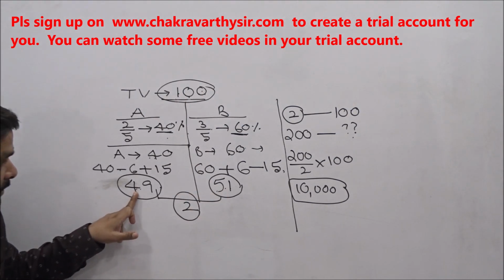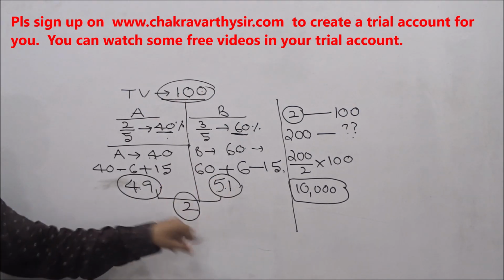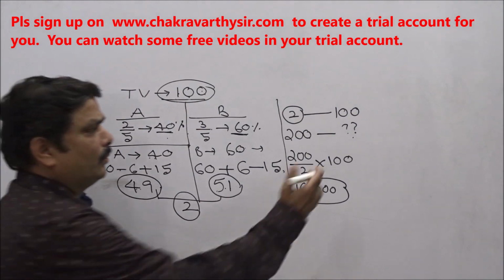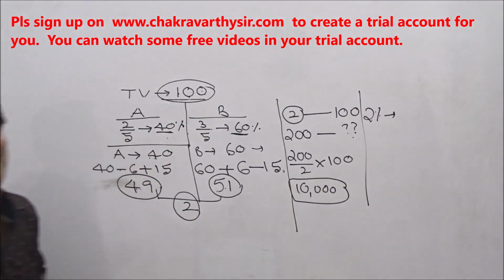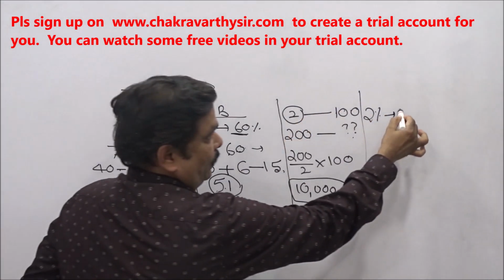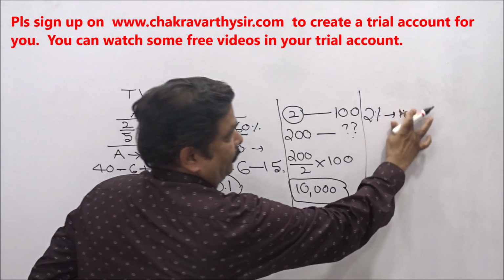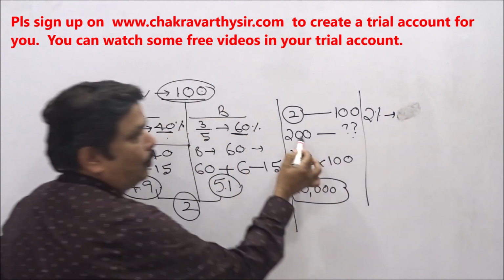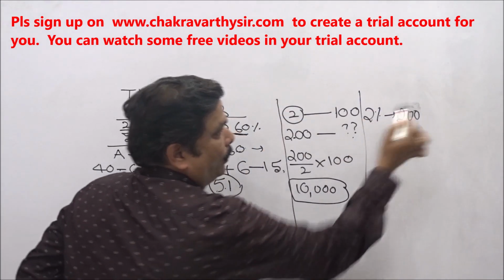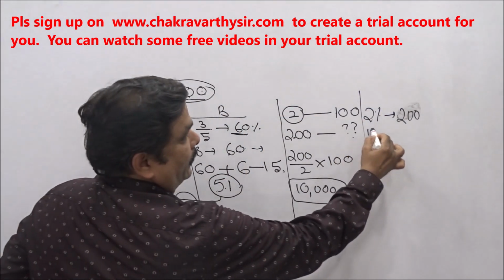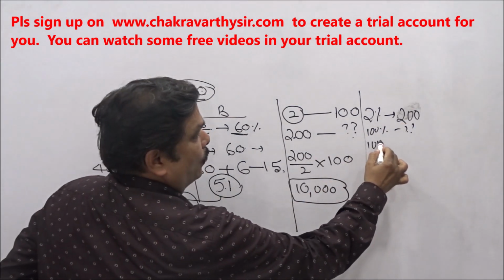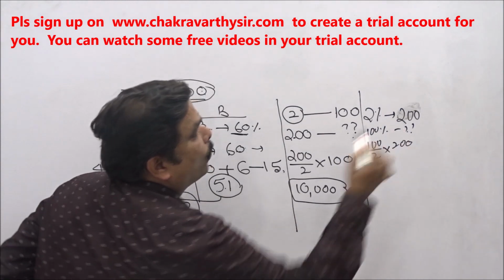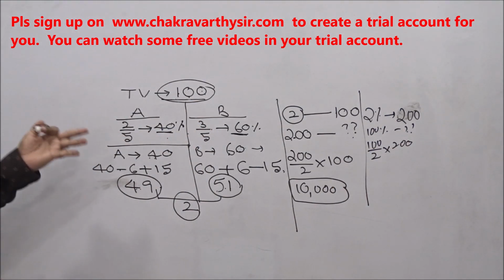So 49%, 51%. Difference is 2%. Now you can make the unitary equation like this. 2% of the votes, because he lost it by 2%, is equal to 100, this one. In the question they have given, 2% of the votes is equal to 200. 100% is how much? As simple as this one. Even in this case also, 100 by 2 into 200, you will get the same figure, 10,000.